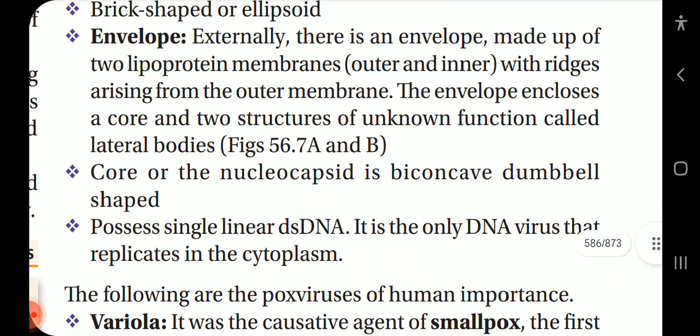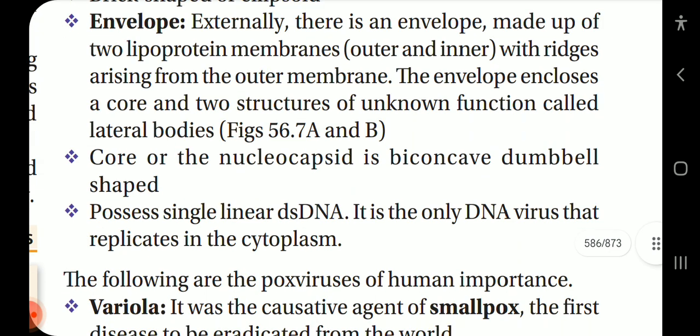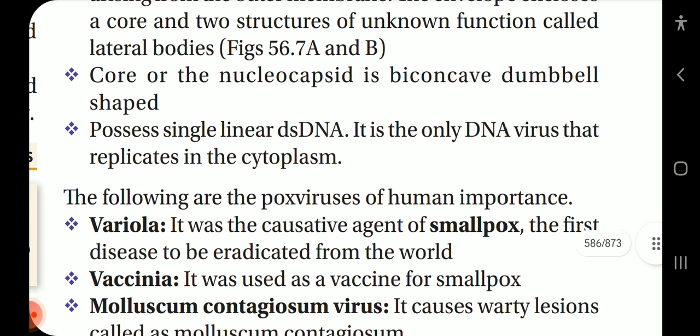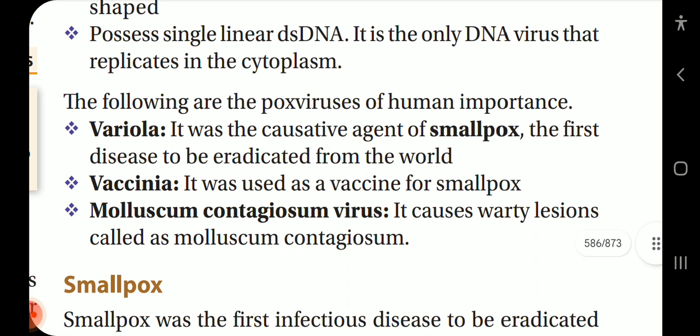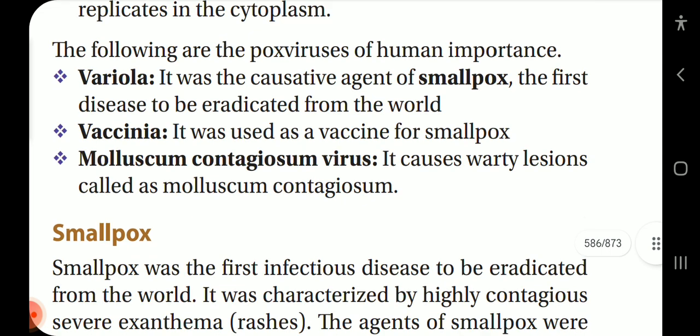Envelope. Externally, there is an envelope made up of two lipoprotein membranes, outer and inner, with ridges arising from the outer membrane. The envelope encloses a core and two structures of unknown function called lateral bodies. Core or the nucleocapsid is biconcave dumbbell shaped. Possesses single linear dsDNA. It's the only DNA virus that replicates in the cytoplasm.